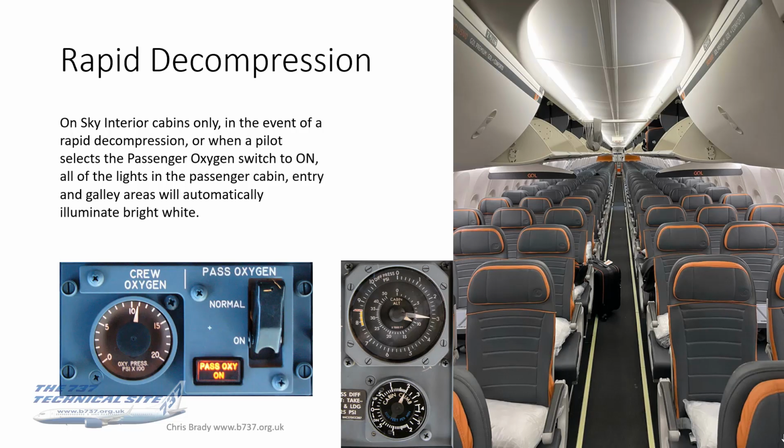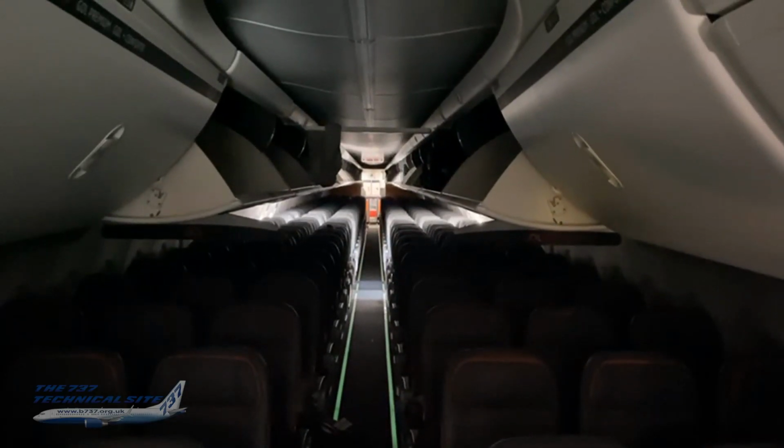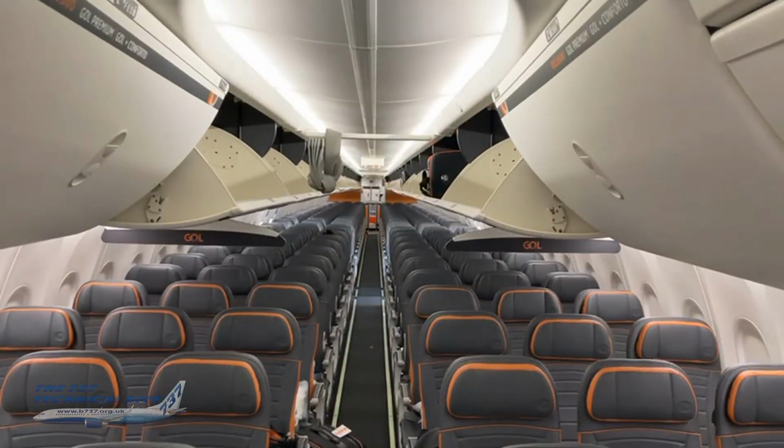One interesting fact you may or may not be aware of: on Sky Interior cabins only, in the event of a rapid decompression or when a pilot selects the passenger oxygen switch to on, all of the lights in the passenger cabin entry and galley areas will automatically illuminate bright white. So it's a nice little safety feature just to cast some illumination on what's going on. I guess the assumption being that there's some situation broken out, and more importantly, that the passengers will appreciate having full illumination to don their oxygen masks.